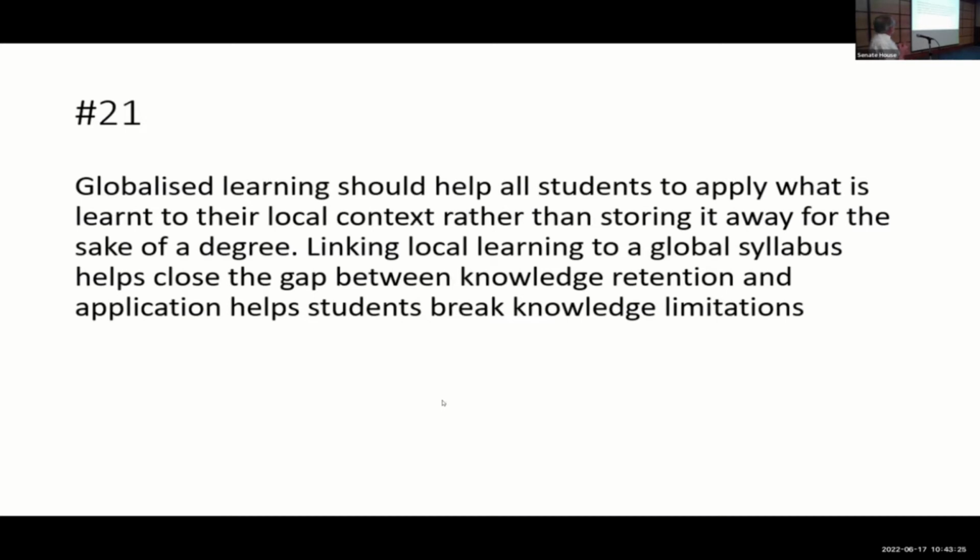Linking local learning to a global syllabus helps close the gap between knowledge retention and application, and helps students break knowledge limitations. I think this is a student who's probably done a bit of education training somewhere along the line. The knowledge retention stuff, most first-year undergraduates don't talk about that. But still, I think they're making a nice point and they're expressing it in their own way.